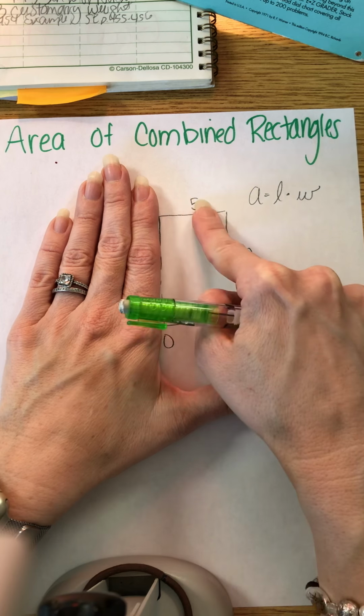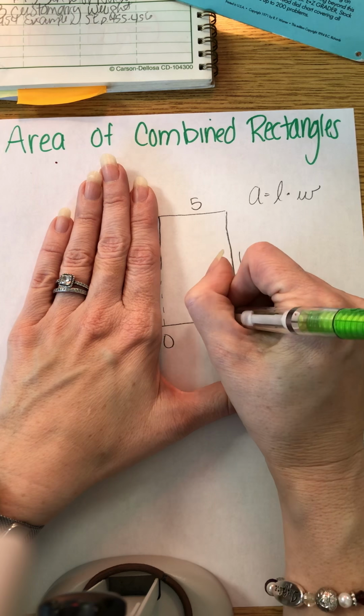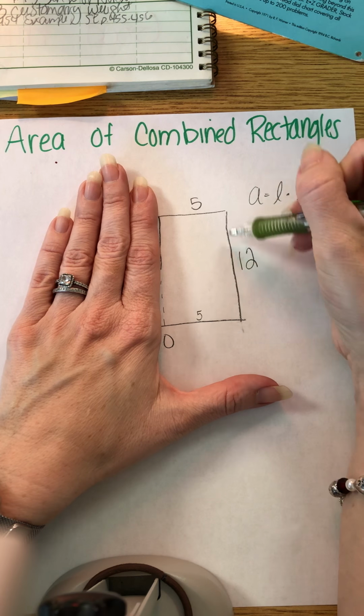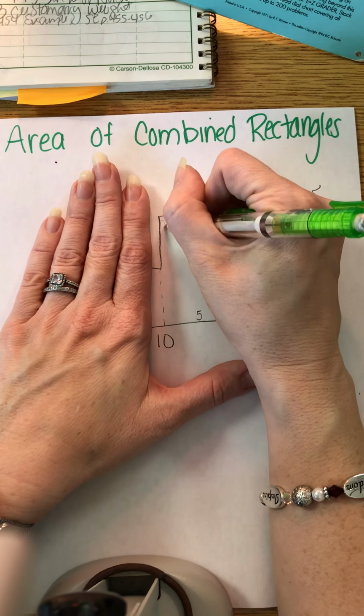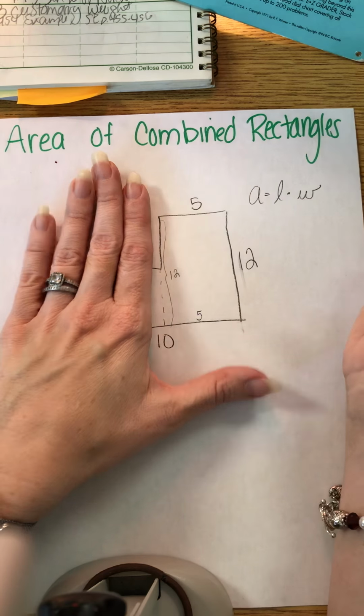Because it's a rectangle, opposite sides are equal. So this side also is 5. My width here is 12. Because it's a rectangle, this whole thing here is also 12.